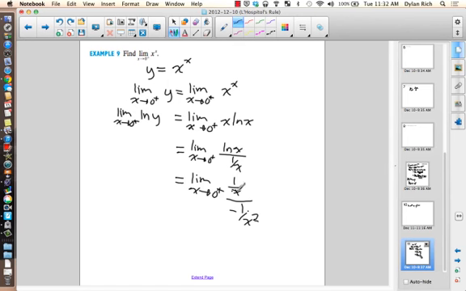By the way, if I do L'Hopital's rule, I took the derivative of this, I get negative 1 over x squared. This one I get 2 over x cubed. Do you see how the exponents are going to get bigger and bigger every time I do L'Hopital's rule?